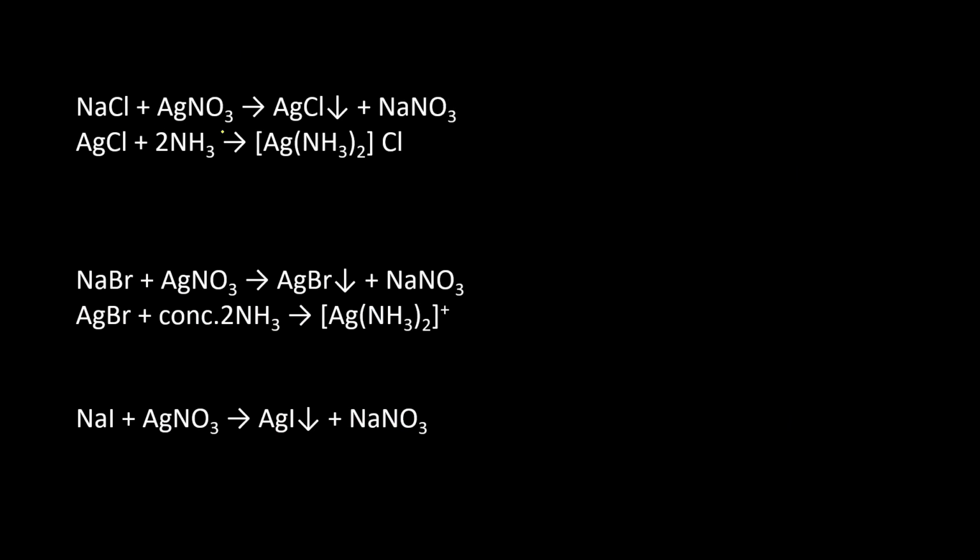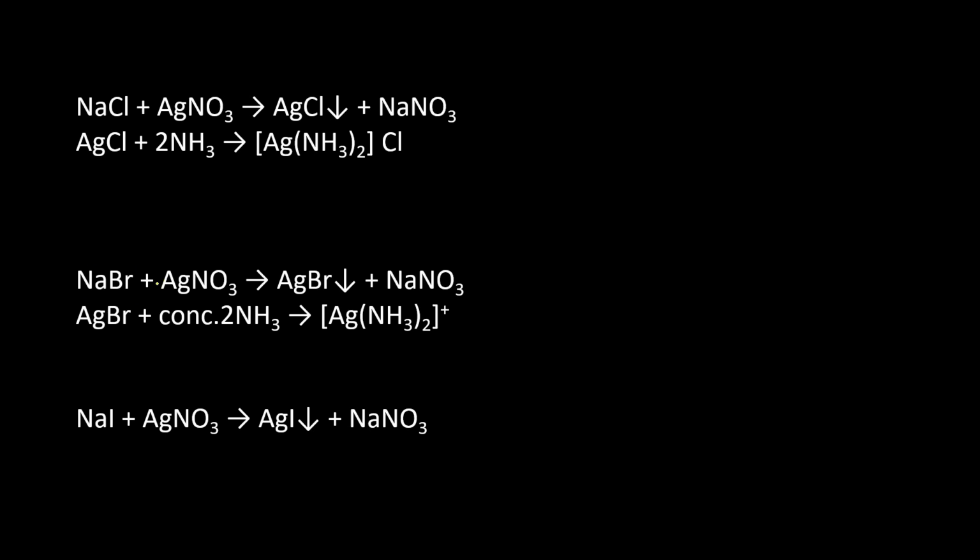This chloride with silver nitrate forms silver chloride precipitate plus sodium nitrate. It is a double decomposition reaction, and in this reaction silver chloride precipitate is forming because it has low solubility product. Now this silver chloride with ammonia forms the silver amine complex which is soluble in water. So it is soluble.